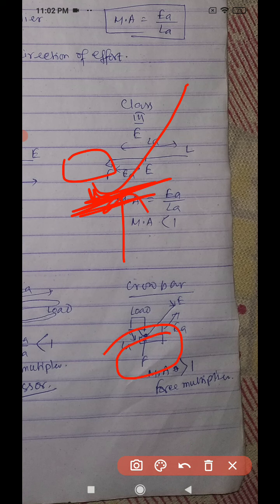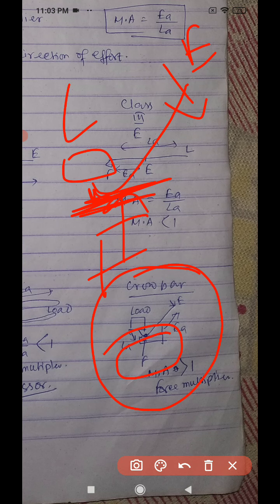There, where the support is, that is the fulcrum point, the joining point or any support. Support means that it acts as the fulcrum. Here is the load, and the effort we are providing here. It is widely used in our life nowadays, every day. Here you can see a crowbar.